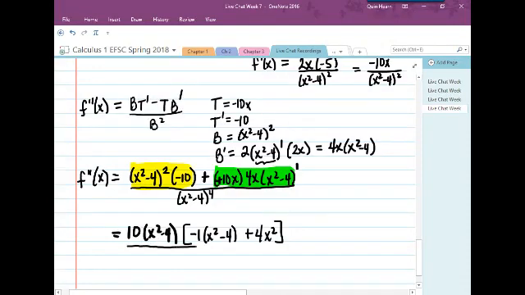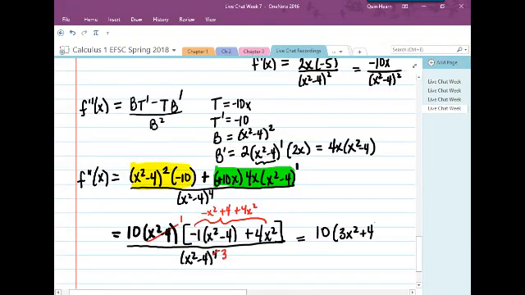And then now we are going to simplify wherever possible. So for example, this x squared minus 4, there's a power of 1 there. We are left with 3 in the bottom. And then this part right here, we have negative x squared plus 4x squared. So that's going to be 3x squared plus 4. So we have 10 times 3x squared plus 4 over x squared minus 4 cubed.